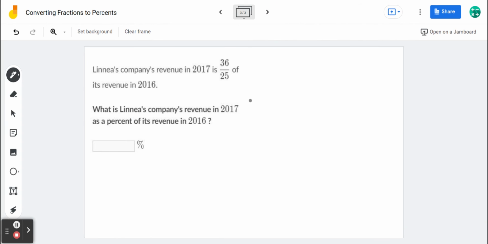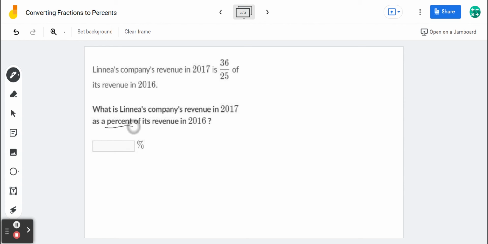Number 2. Lena's company revenue in 2017 is 36 over 25 of its revenue in 2016. What is Lena's company's revenue in 2017 as a percent of its revenue in 2016?